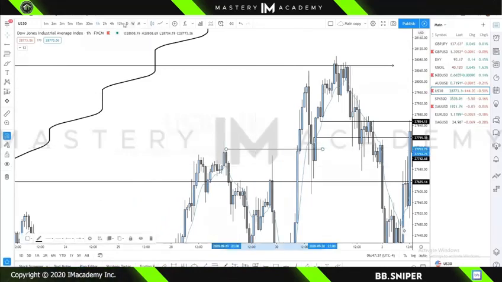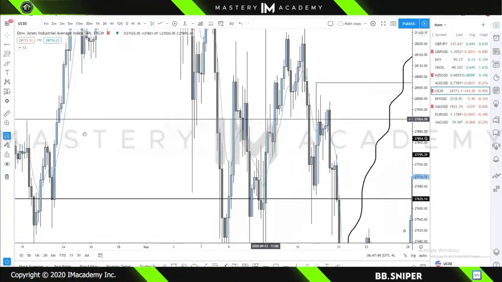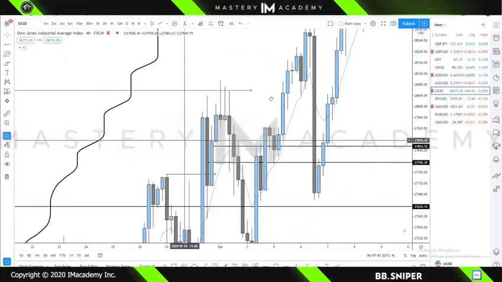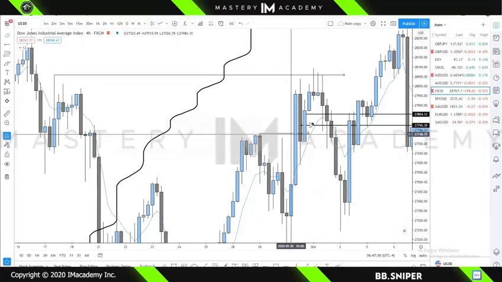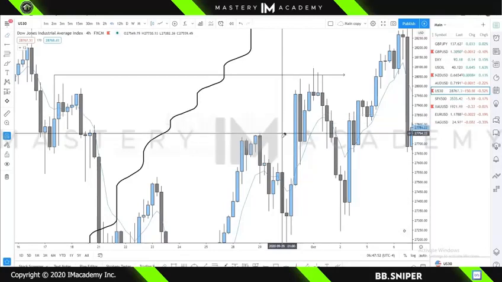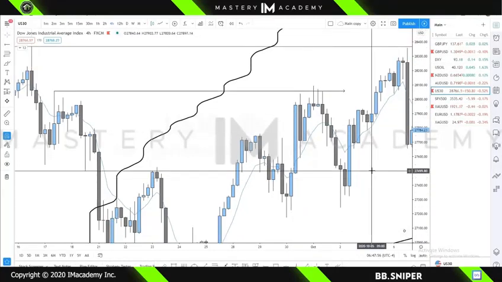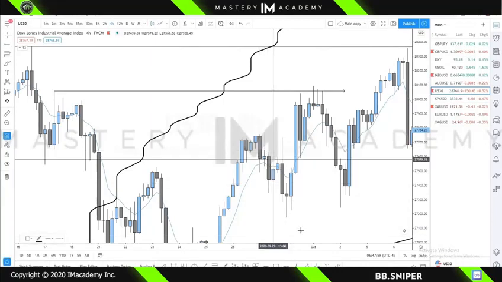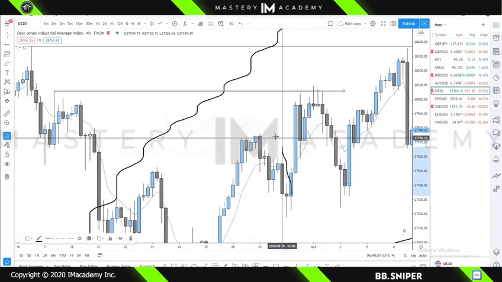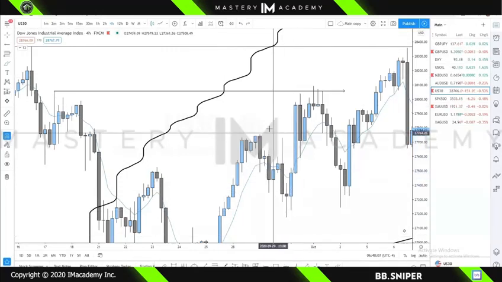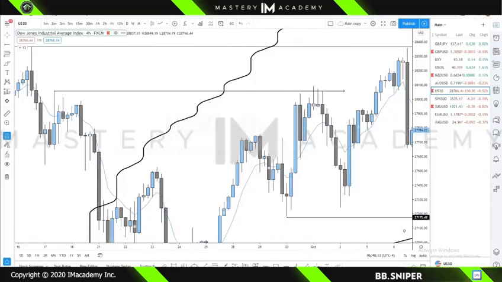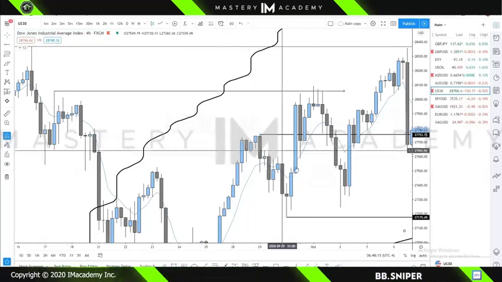If we go ahead and we mark the previous 4-hour range, we can see that this is the previous 4-hour retracement, right? And so the previous 4-hour range is from this high to this low. And it's on the wicks, guys. Just to clarify, it is on the wicks.